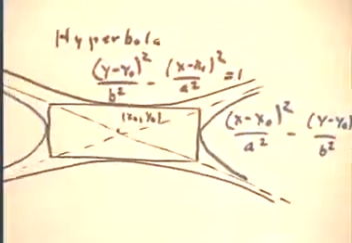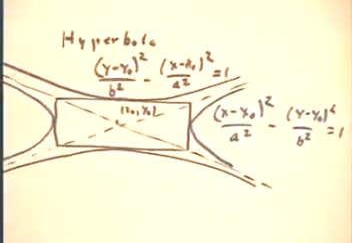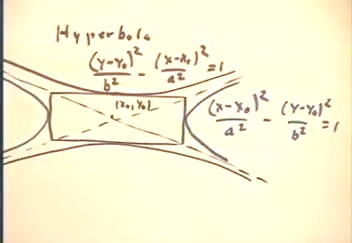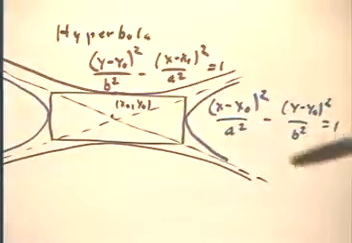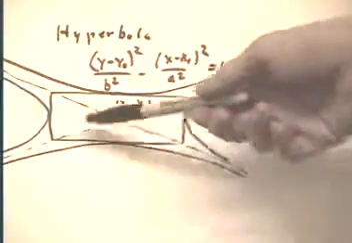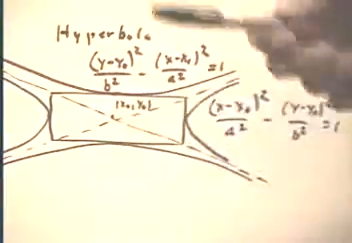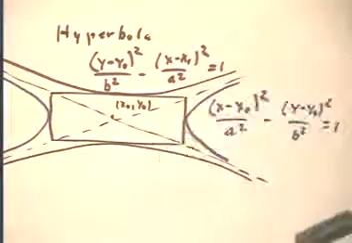Similarly, if we want to translate a hyperbola so that its center lies at x naught, y naught, here's x naught, y naught, we do the usual construction: a units this way, b units here, a rectangle symmetric about the central point. Draw the diagonals. These diagonals are going to be the asymptotes.